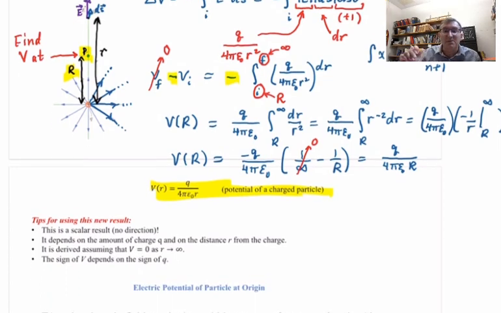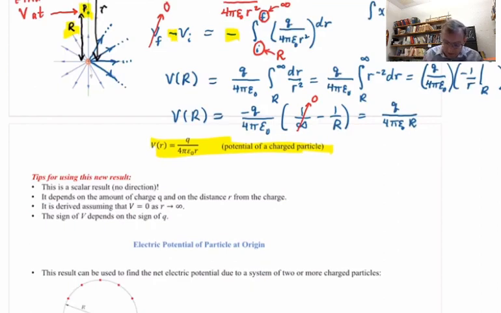There are some tips for using this new result I want to mention briefly. First of all, this is a scalar expression. There's no arrows on anything. Nothing is a vector. No components. No direction. Just a scalar potential. The result for V depends on two things. The amount of charge that the particle has, q, and the distance r from the charge. It is derived assuming that the potential equals 0 as r goes to infinity.